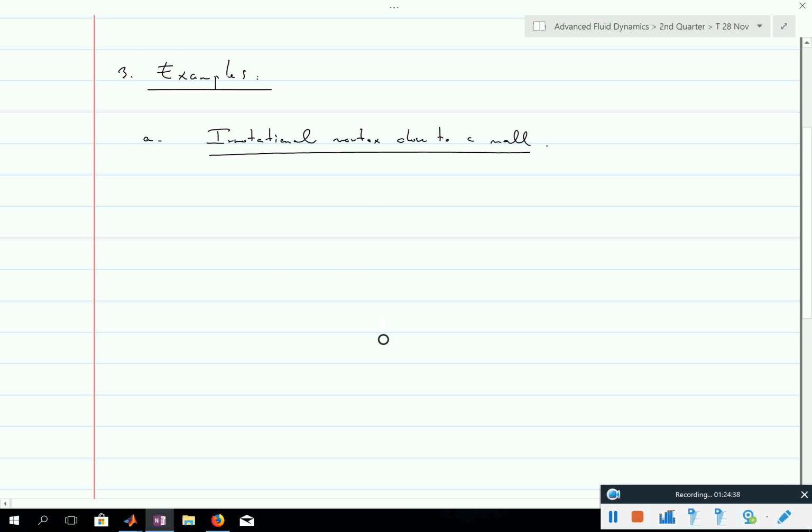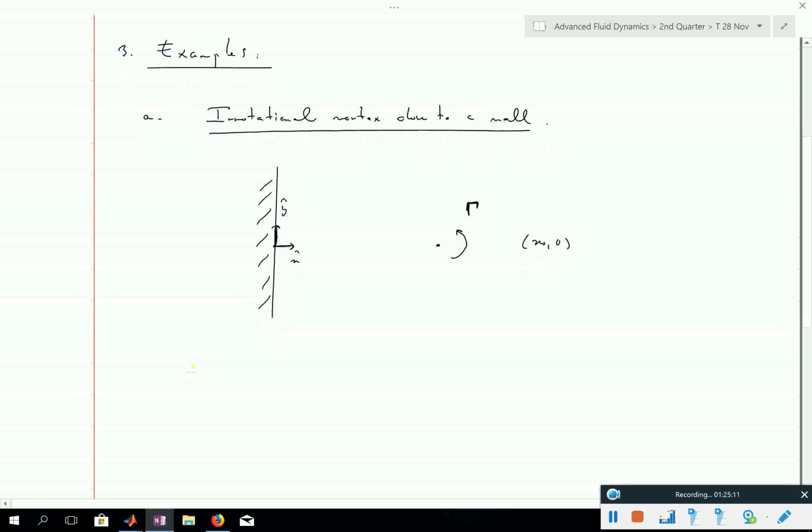So let's assume this is my wall. And let's say I'm just going to put my reference at the center of my wall here. So this is x, this is y, and let's say at coordinate x0, 0, let's assume I have an irrotational vortex, and let's say my irrotational vortex has a positive circulation, in the sense of the non-aerodynamics notation, so this is positive now, and let's think about how it moves.